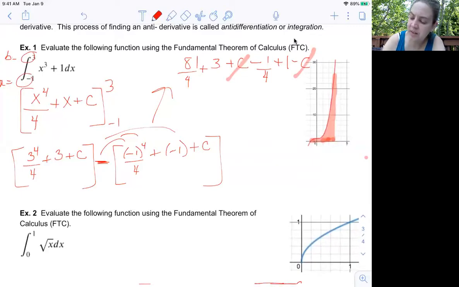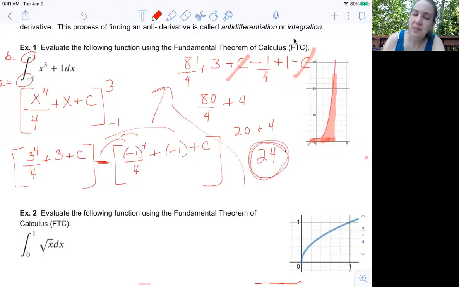81/4 minus 1/4 is 80/4. 3 plus 1 is 4. 80 over 4 is going to be 20. Plus 4 gives us 24. So the area underneath that curve between -1 and 3 is 24 square units.